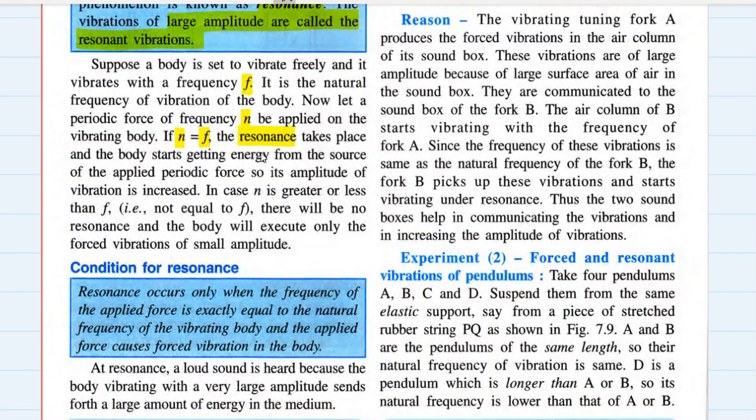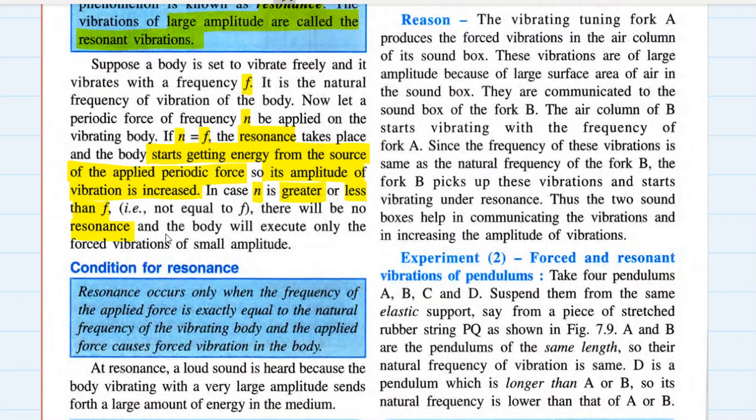Matlab, applied force का जो frequency है, वो अगर match करेगा, किससे match करेगा? Natural frequency of the body से. To body energy gain करना शुरू करता है. किससे? Source of applied force से. The body starts getting energy from the source of applied periodic force. And so its amplitude of vibration is increased. In case n is greater or less than the natural frequency of the vibrating body, there will be no resonance.